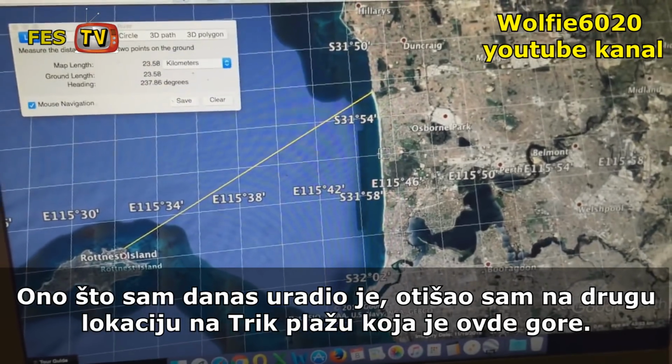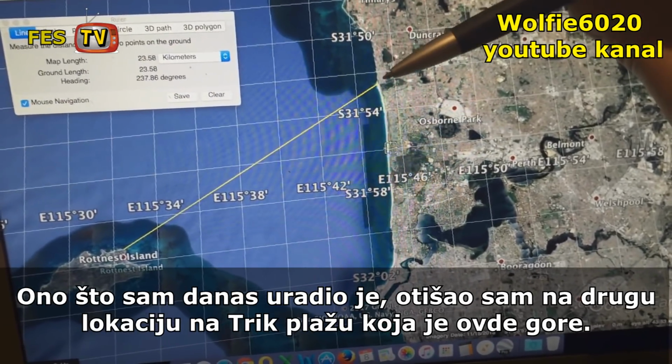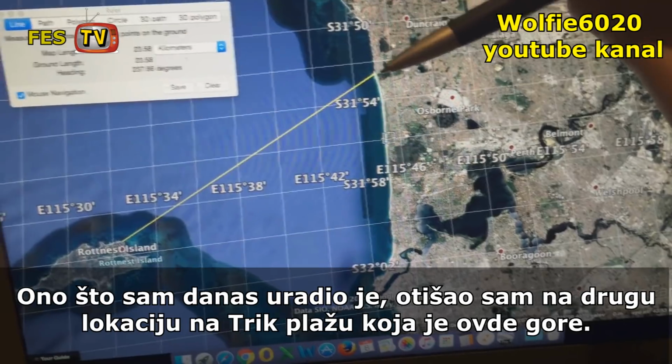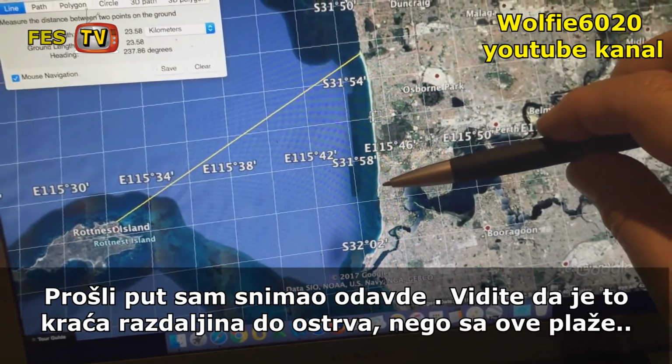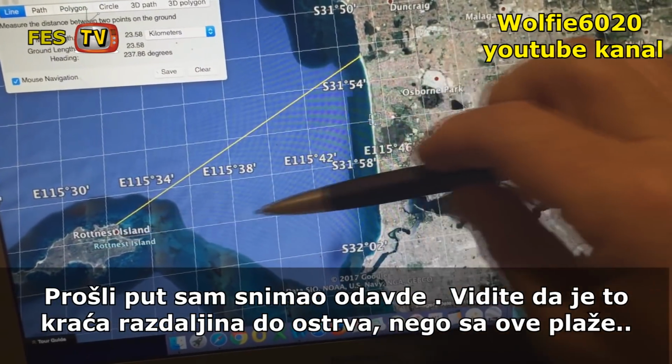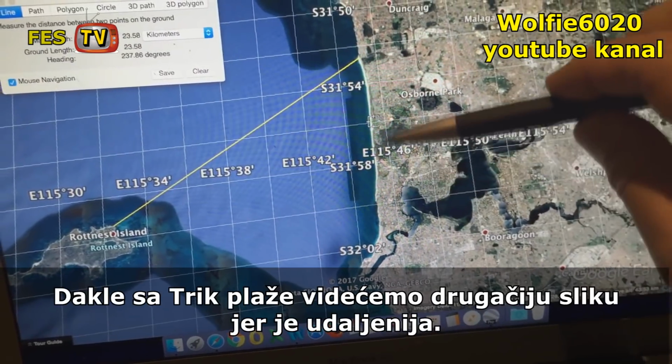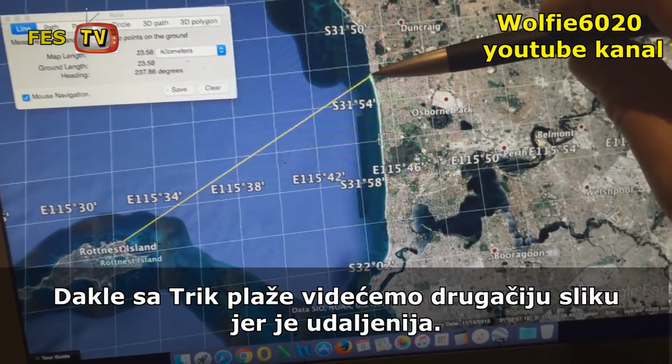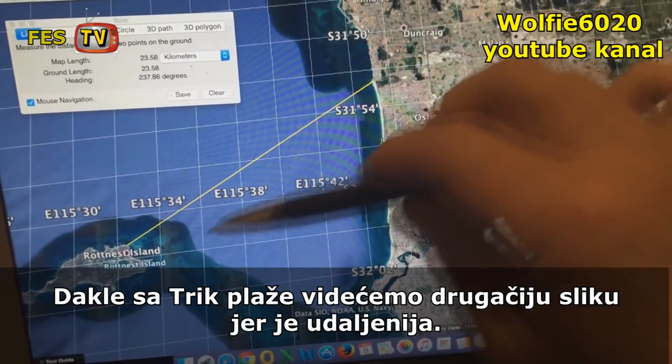What I also did today was move up to a different location at Trig Beach, which is up here. Now, Cottesloe is just down here. You'll see the distance across to Rottnest Island is a bit shorter. So from Trig Beach, we're going to see a slightly different picture because the distance is a bit further.